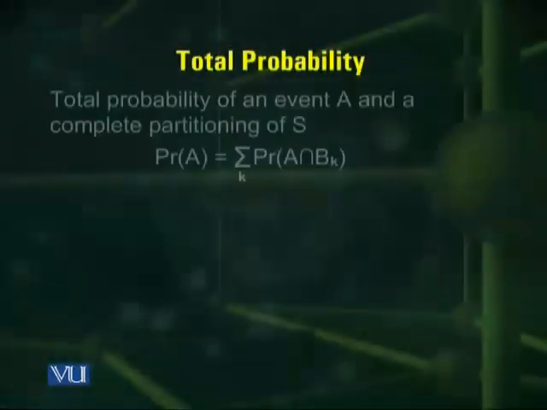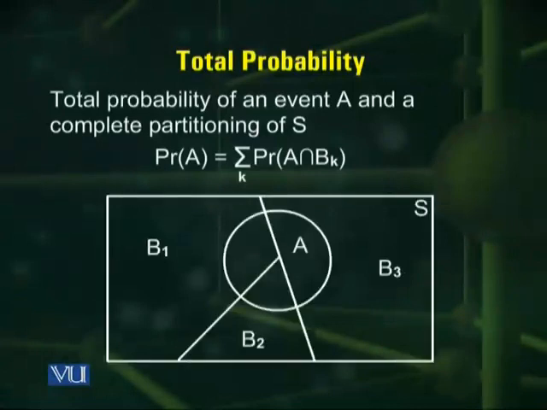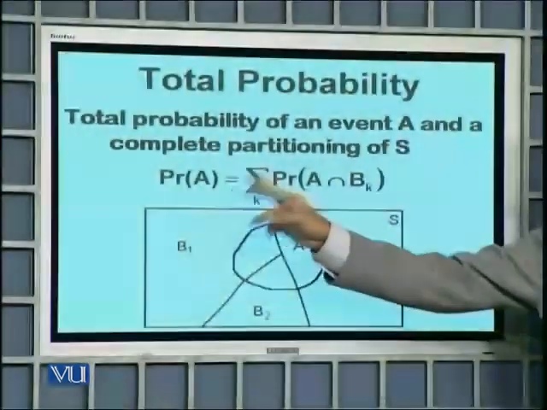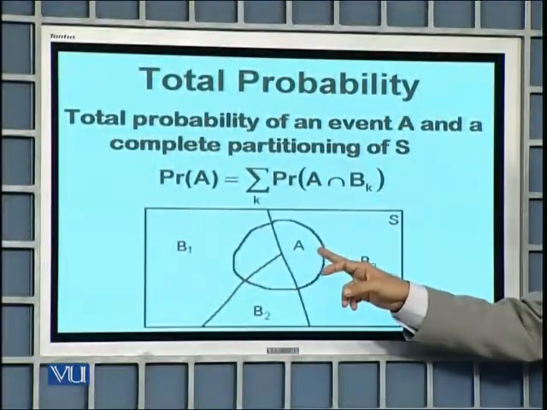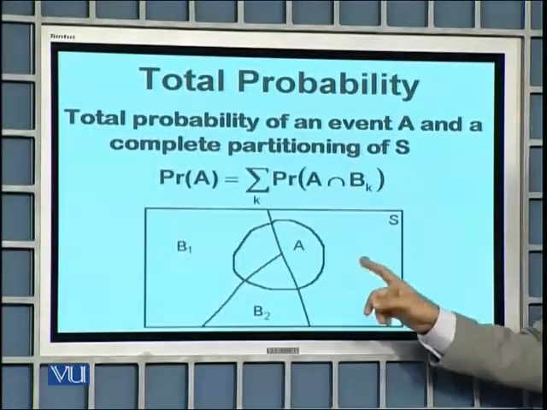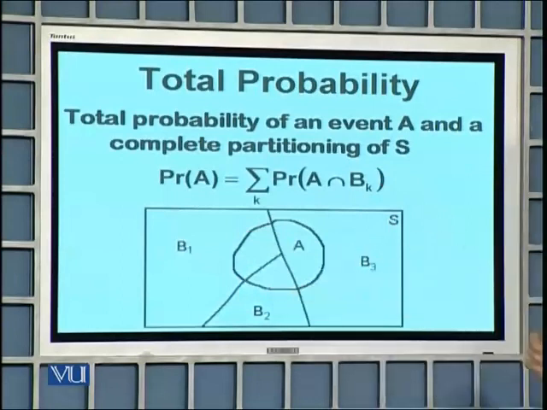Let's look at the slide which I have borrowed from lecture 5. This is the slide where the event A is shown with this round figure, and the whole sample space, the big rectangle, is partitioned into B1, B2, B3, three non-overlapping subsets of the sample space. Then the probability of A is equal to the summation of the probabilities of A being intersected with these three, B1, B2, B3, the partitions of the sample space.